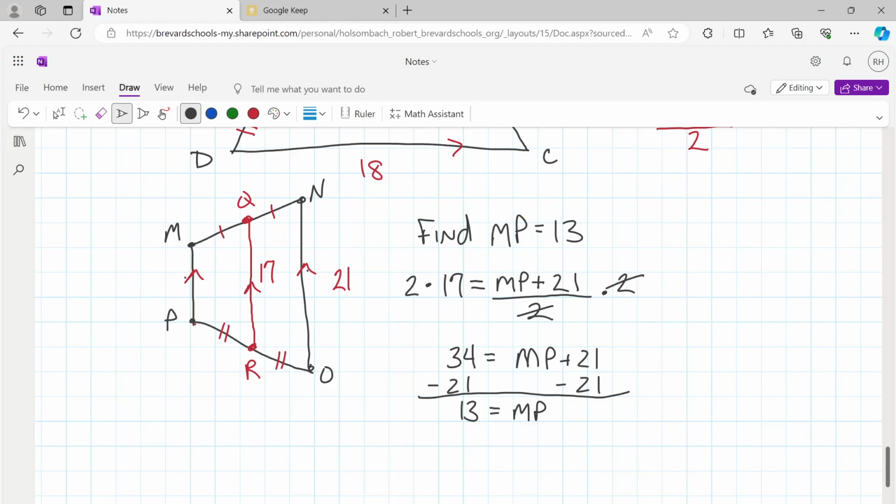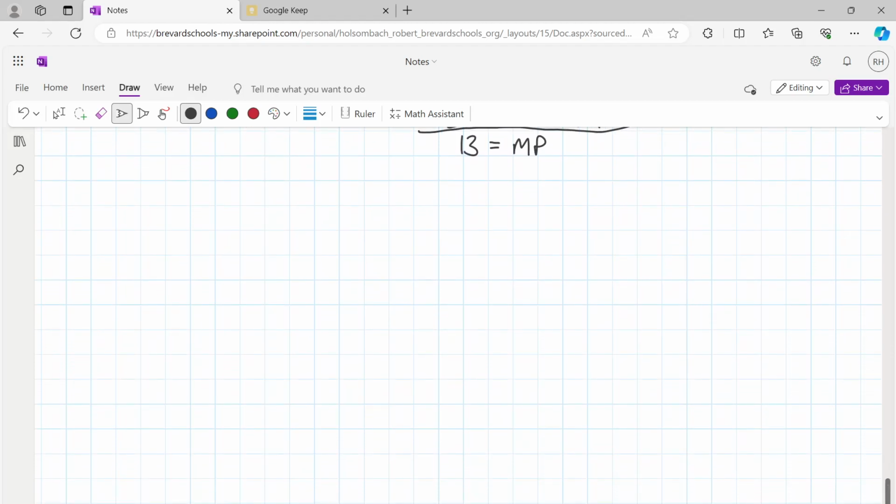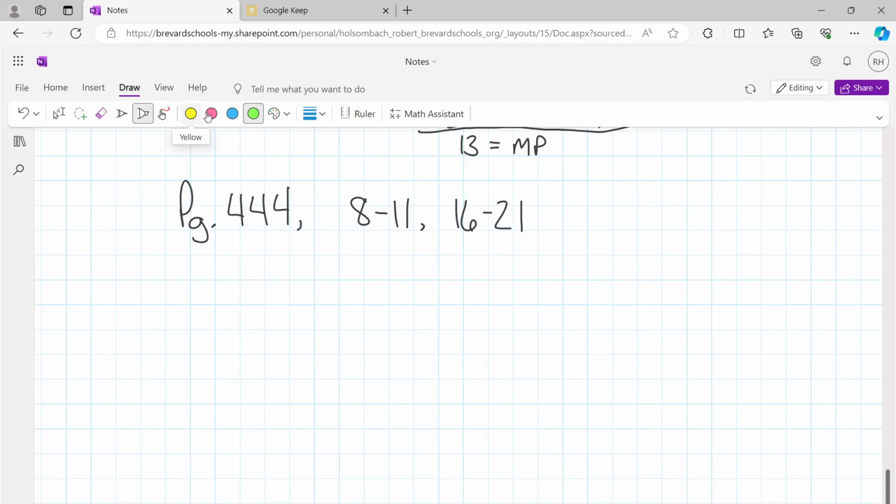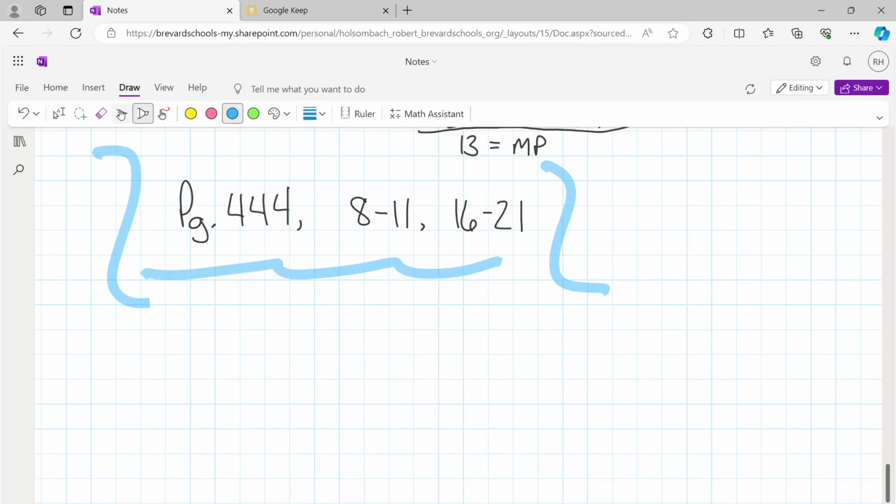All right, then your practice for today is going to be on page 444, eight through 11. And then over on the next page, 16 through 21. Again, your study guide is going to be tomorrow. And make yourself a note to print the SEMX1 study guide.